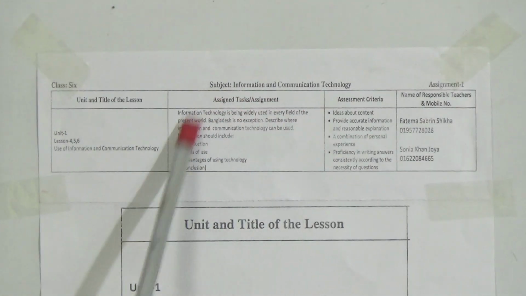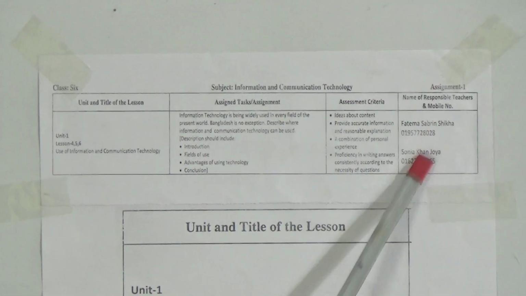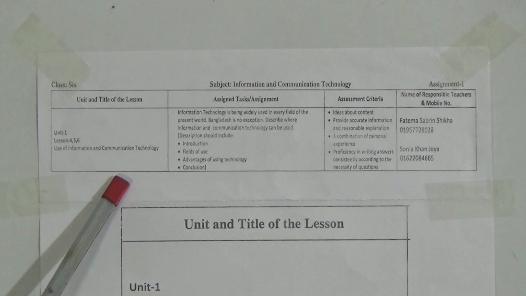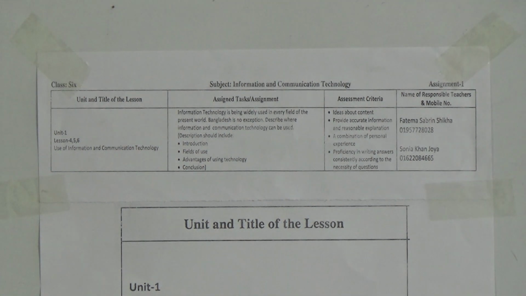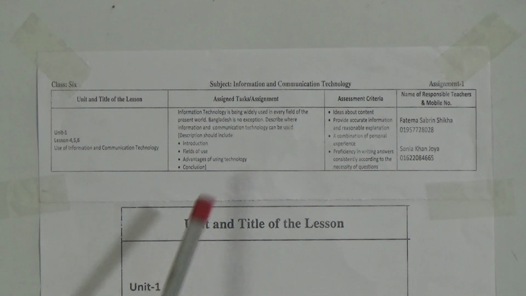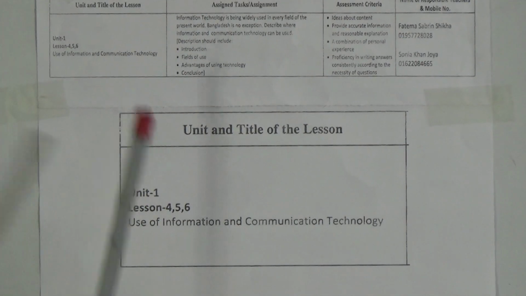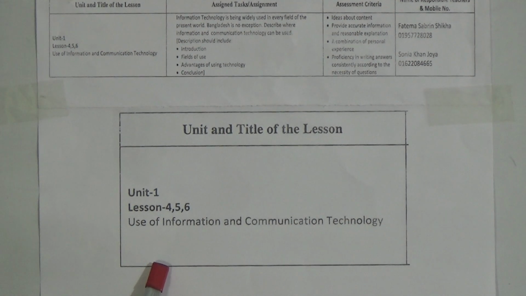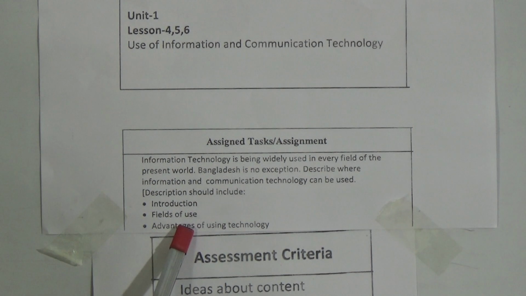Look here, this is the clue how you have to write, that means the topic and criteria, teacher's name, and from which unit and lesson you have to write the assignment. So here I have given the information, unit and title of the lesson. From unit 1 and lesson 4, 5, 6, you have to give the information. So the assignment will be on this topic.